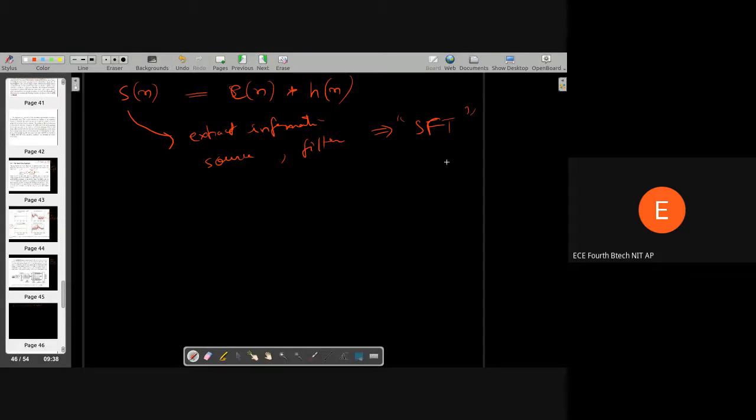If it was a summation, then it would have been far easier. But because it is convolved, it is quite difficult. So our aim is to do deconvolution.